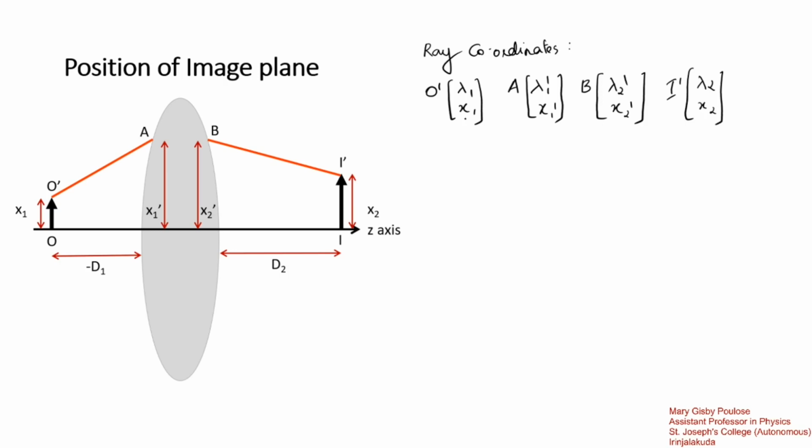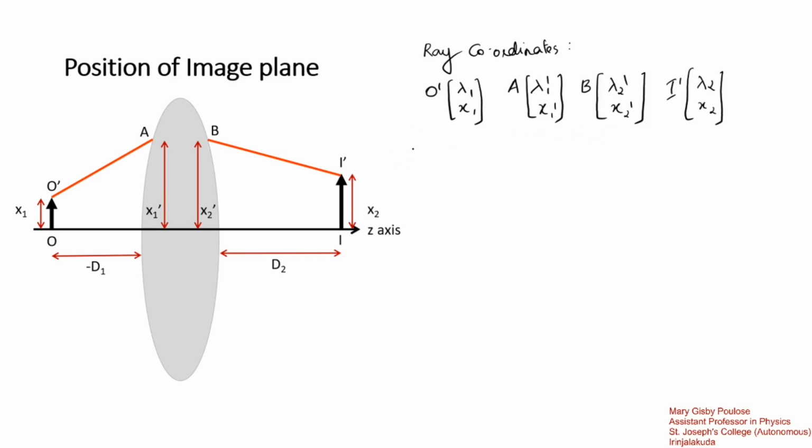See, we have defined the coordinates in such a manner that for the incident ray, the coordinate remains lambda 1, x1, and for the emergent ray, the ray coordinate remains lambda 2, x2. So the terms in between are suitably named as the primes of each of the rays. Okay.